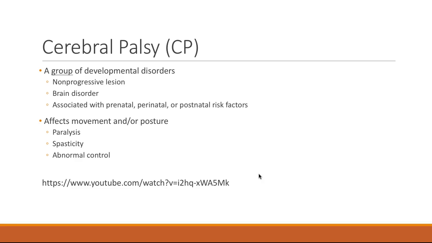The assigned reading in Case Smith and O'Brien this week shares some common risk factors for CP, so be sure to read that. At the bottom of the slide here, you'll see a link to a video, which I'd like you to view so you can understand the different types of movement patterns you may see in individuals with CP. So go ahead and pause this presentation and go watch that video now.